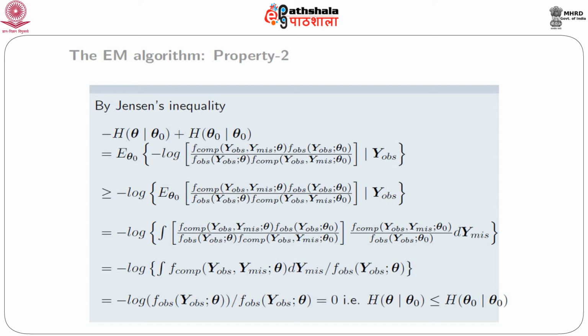That is, we can say that h theta given theta naught is less than or equal to h theta naught given theta naught. That is, if q theta 1 given theta naught is greater than or equal to q theta naught given theta naught, then the log likelihood of the observed at theta 1 is greater than or equal to the log likelihood of the observed at theta naught.